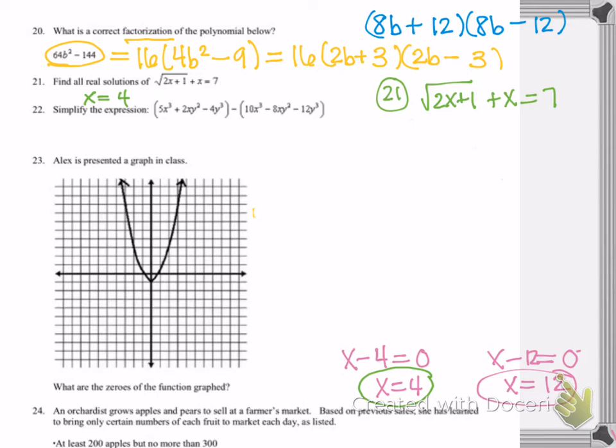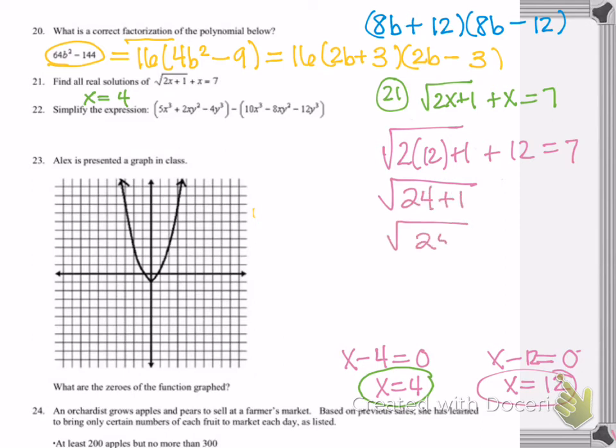We'll check the 12 in pink. We'll do the square root of 2 times 12 plus 1 plus 12 equals 7. 2 times 12 is 24, and 24 plus 1 is 25. The square root of 25 is 5. So now I'm going to bring down the rest of the equation and see if this works. 5 plus 12, as you know, is not 7. So 12 is not a solution to this equation. So the only answer that works is the 4 that we had before.